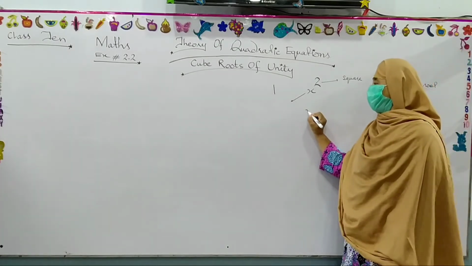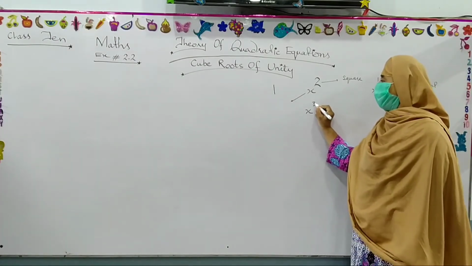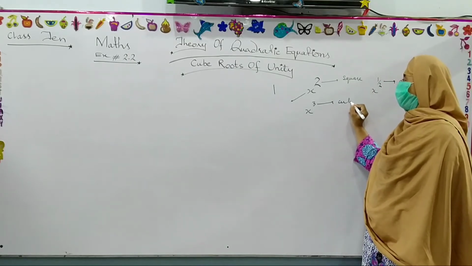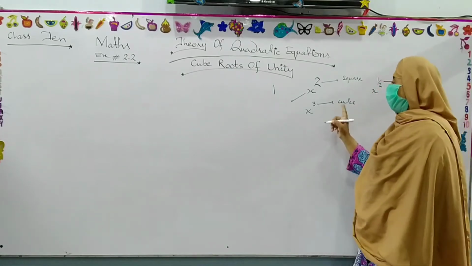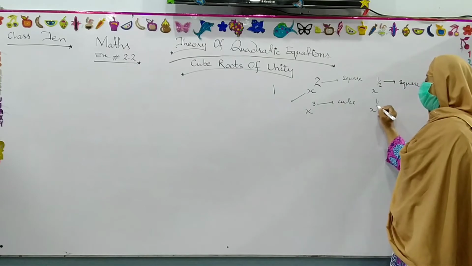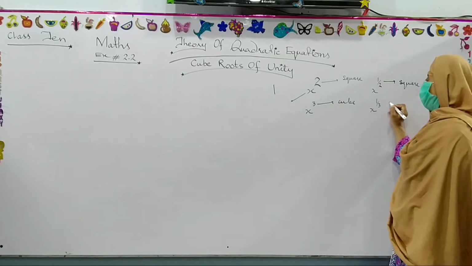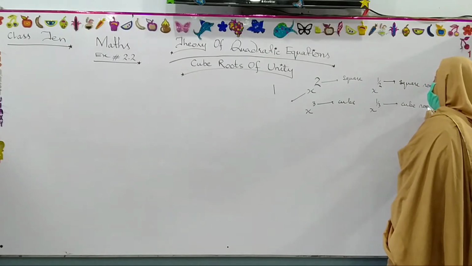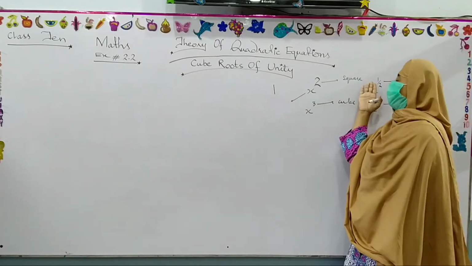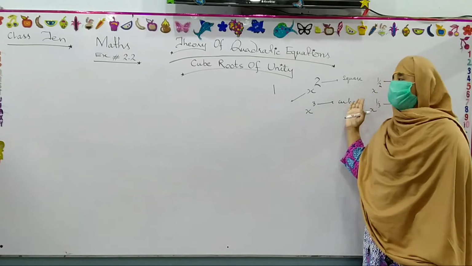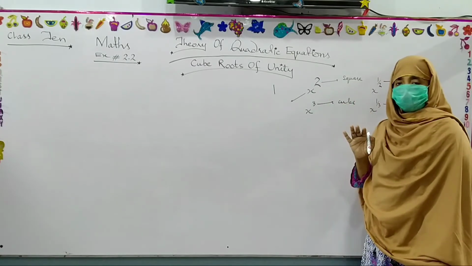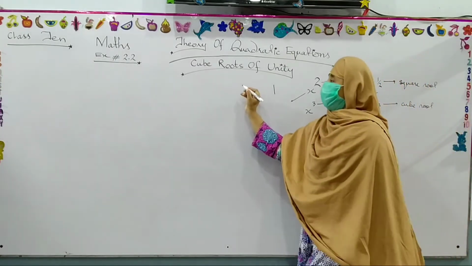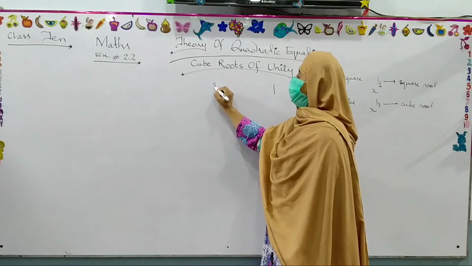And if 3 comes in exponent, this is known as cube. And if 1 over 3 comes in exponent, it is known as cube root. It means square and square root, cube and cube root, these are reciprocals of each other. And you know what is the sign of square root?